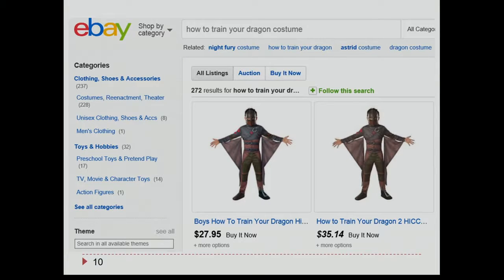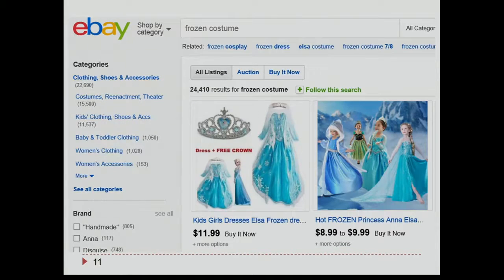So here are just some examples. Suppose you're on eBay and you shop for a How to Train Your Dragon costume. This is for my daughter for Halloween. There's going to be a certain set of sellers that compete for that query. Then I might look at Frozen costumes, and I'm going to have some kind of sellers that sell princess stuff, and other kinds of sellers who sell Halloween costumes competing on that query.